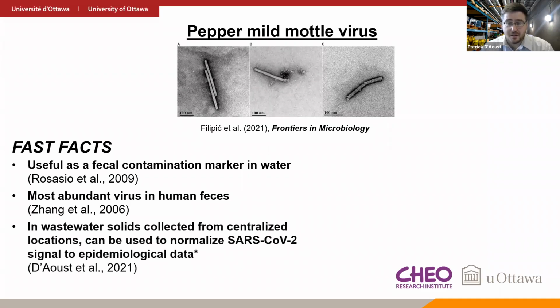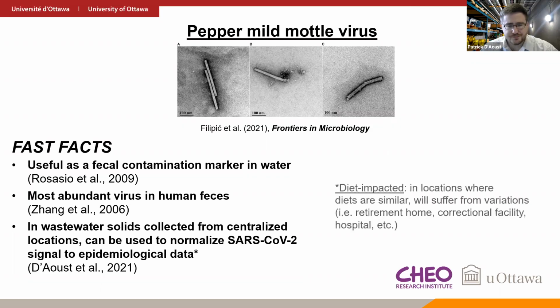And finally, we found that when we look at wastewater solids and want to do SARS-CoV-2 wastewater-based epidemiology, normalizing, in any case just dividing our SARS-CoV-2 concentration by the concentration of pepper mild mottle virus, really helps us track the epidemiological data much better. Actually, it gives us a very good trend normalization.